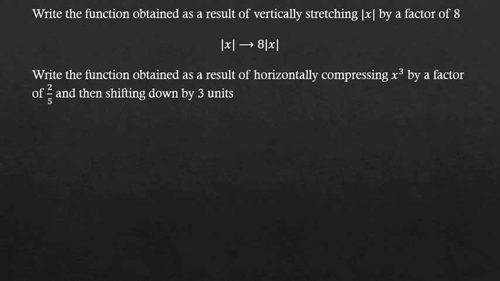Pretty basic there. Next one, we're going to write the function obtained as a result of horizontally compressing x cubed by a factor of 2/5, and then shifting that down by 3 units. So we have a horizontal compression and then a vertical shift down, taking care of the horizontal compression first.